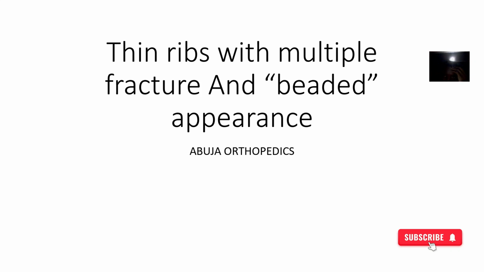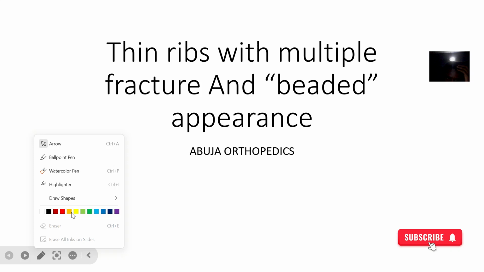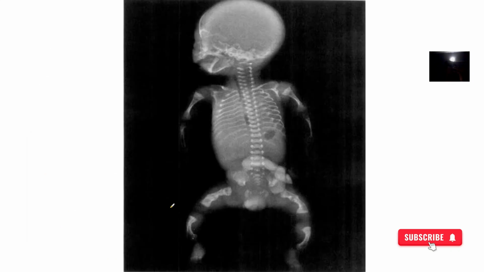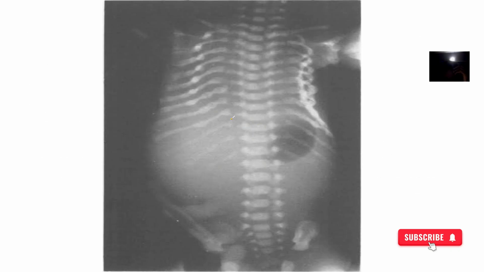Now we get to look at some characteristic X-ray features, and this is what is known as thin ribs with multiple fractures and beaded appearance. So what we have is basically this feature. If you look at the next X-ray, it's much nicer.